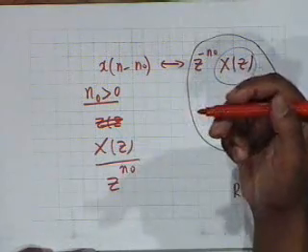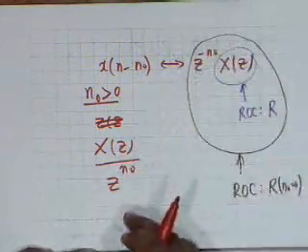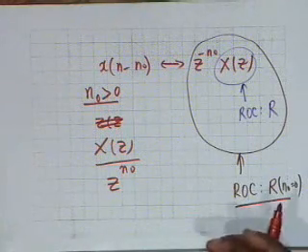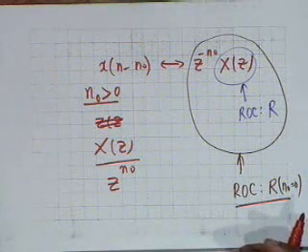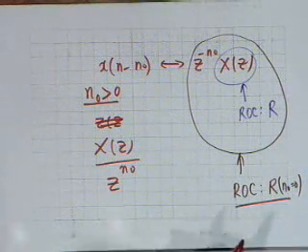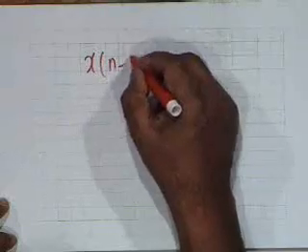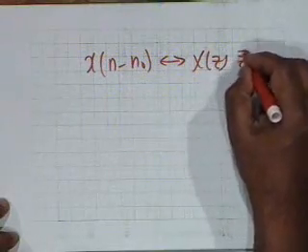The origin may or may not be in the ROC. Even if the origin was in the ROC of the original sequence, the shifted sequence may or may not have the origin in the region of convergence. On the other hand, if n0 is less than 0, we have capital X sub z times z to the minus n0.